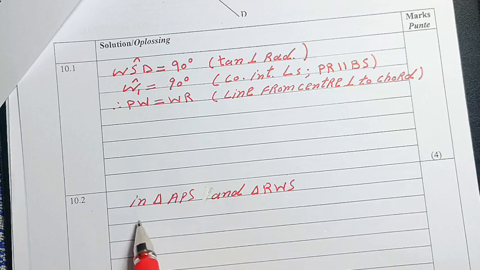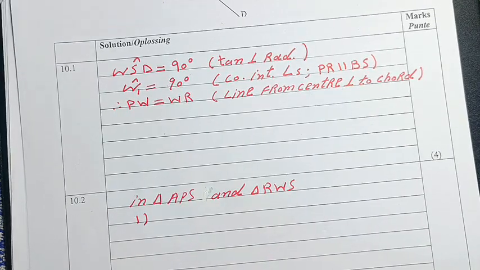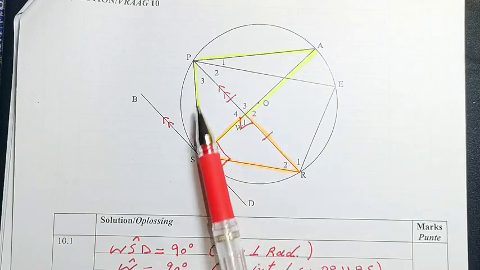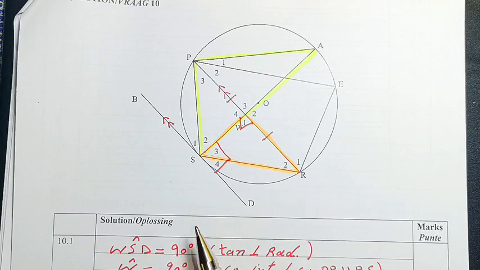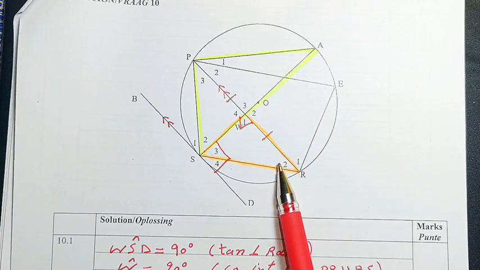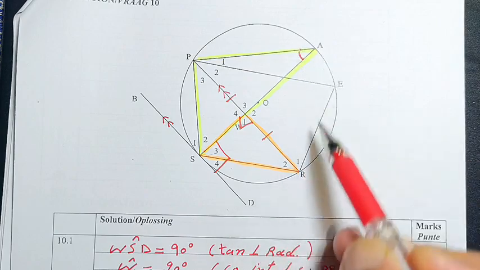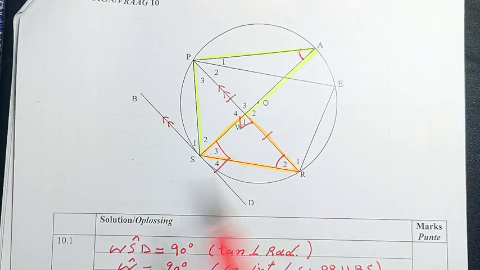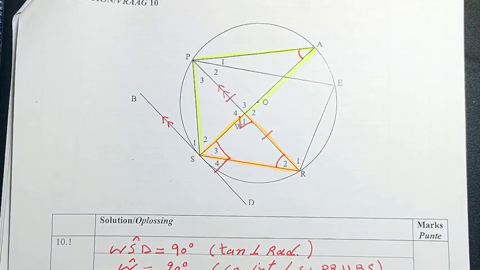So first of all, A is going to go with R. That's easy. The yellow one is APS and the orange one is RWS. So angle A is going to go with R2, which means angle A must be equal to angle R2. So we need to prove this one.